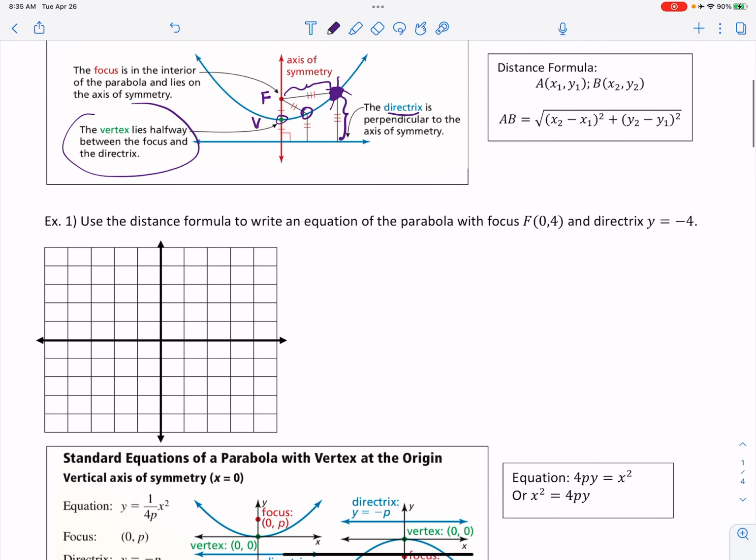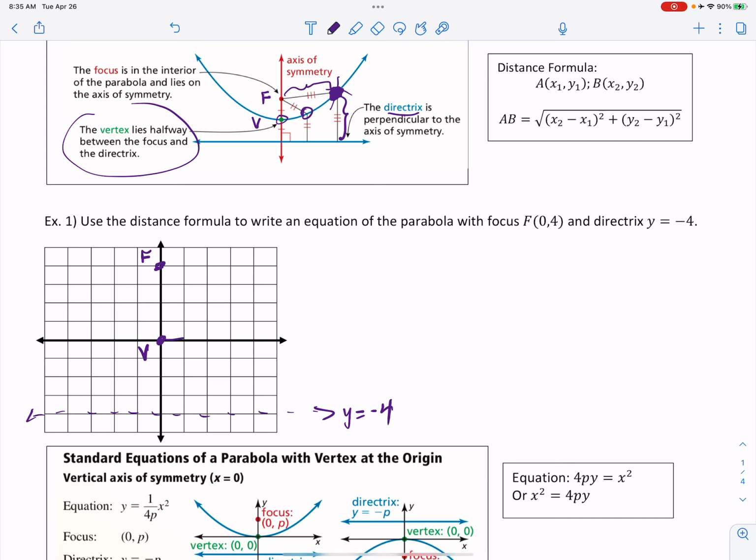Right here it says use the distance formula to write an equation of the parabola with focus (0, 4) and directrix at y equals -4. Well, the vertex is halfway between the directrix and the focus, so the vertex on this is at (0, 0).